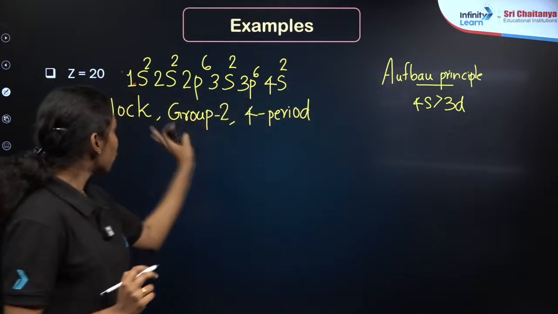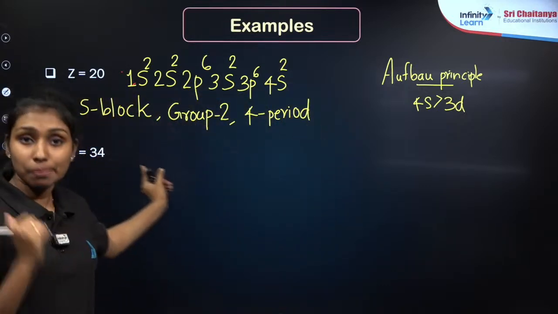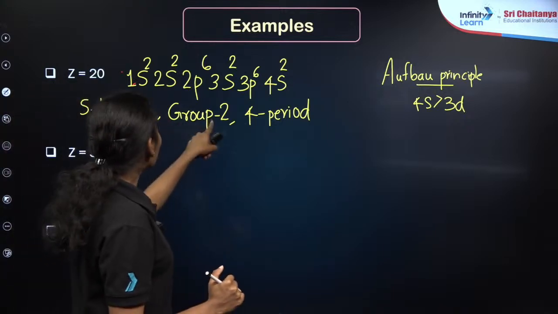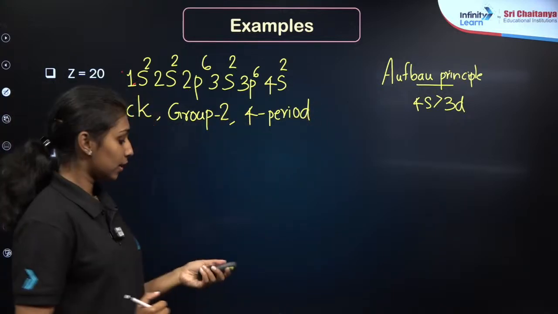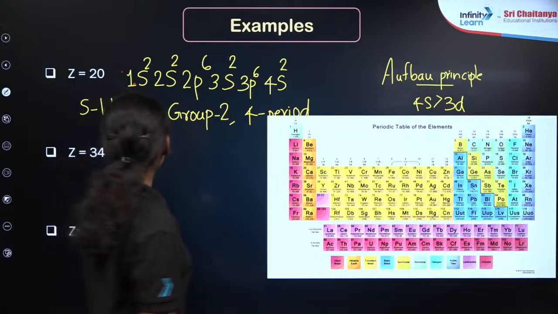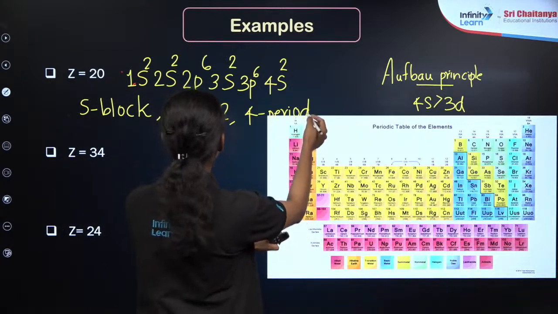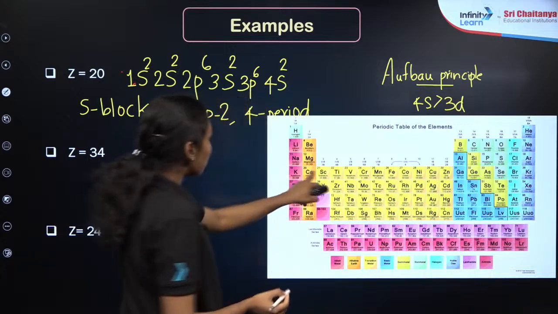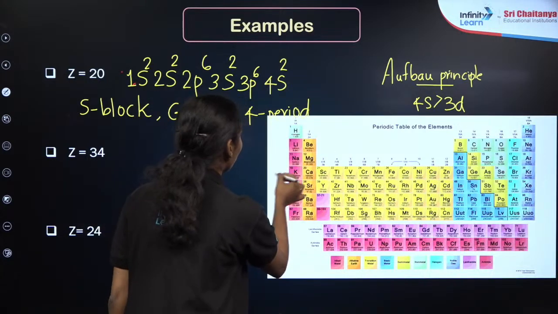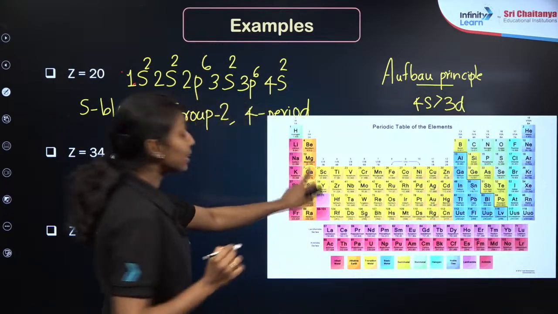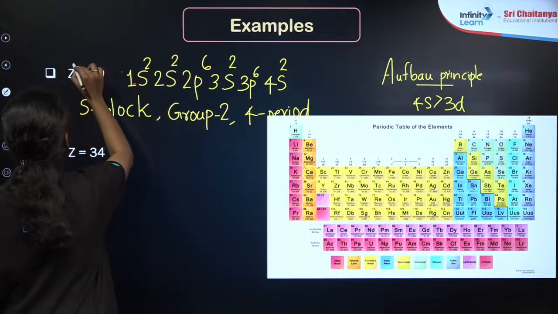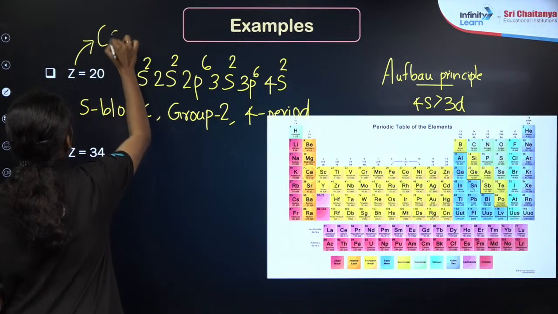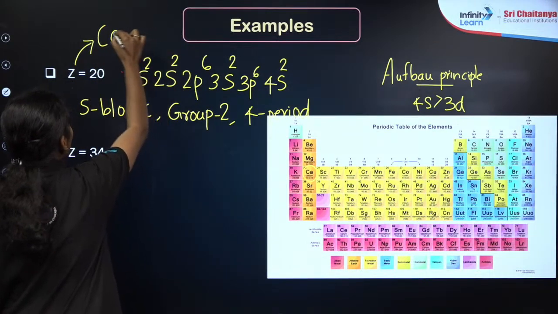So we predict the position of this element: it is an s block element in group 2, in the 4th period, right? You can see in the periodic table, s block element, second group, 4th period, 1, 2, 3, 4. Which is the element here? Second group, 4th period. This is calcium, right? Having the atomic number of 20. So we can predict that this is the element calcium. Right? Clear?